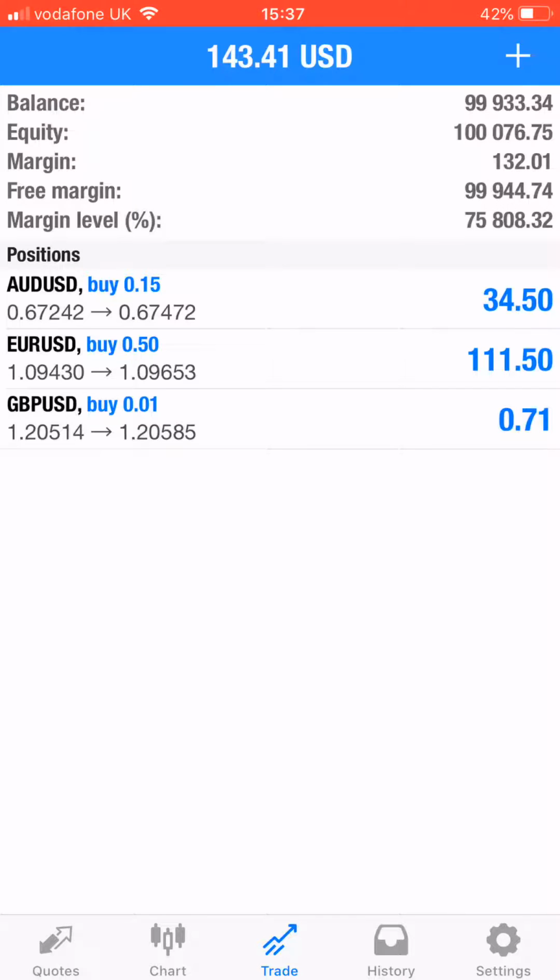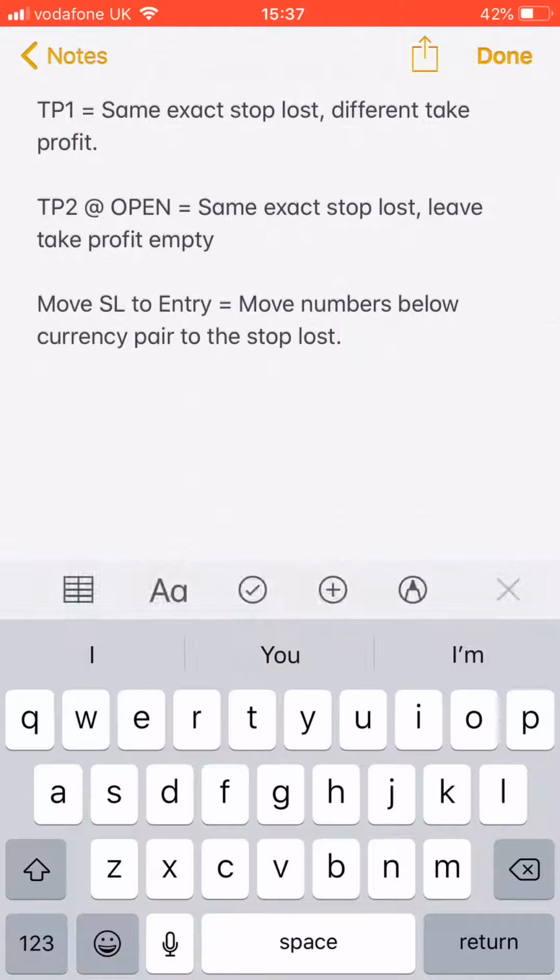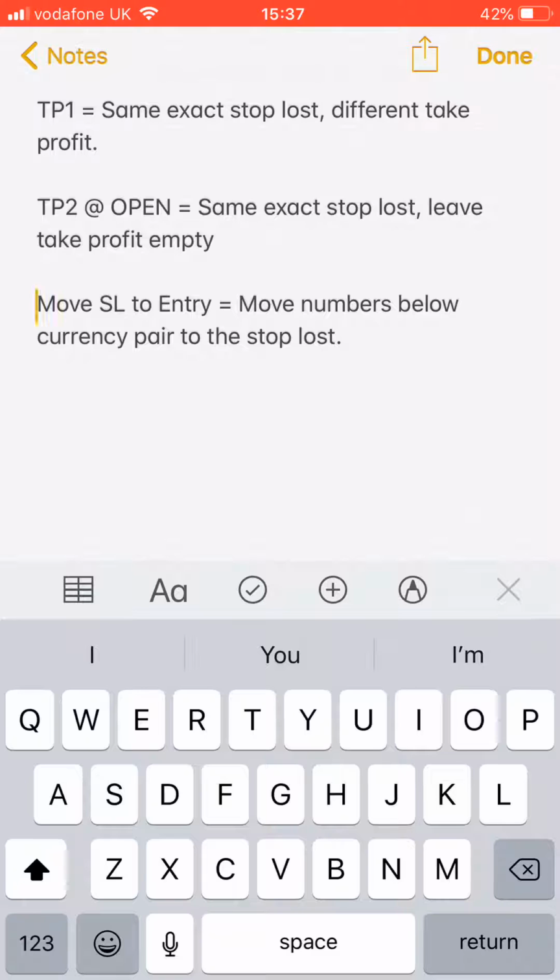Today we're going to be talking about how to move stop loss to entry. So you may be indicated by the specialist, the expert, to tell you to move the stop loss to entry for a currency pair. This means that if a trade does go downhill later on, you still have made a few bits of money. So on my notes area, I just put move stop loss to entry. The definition, of course, is equal to move the numbers below currency pair to the stop loss.